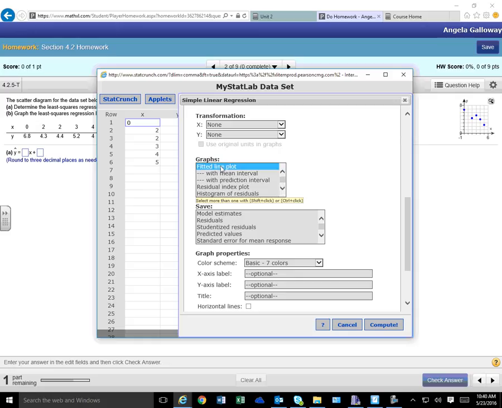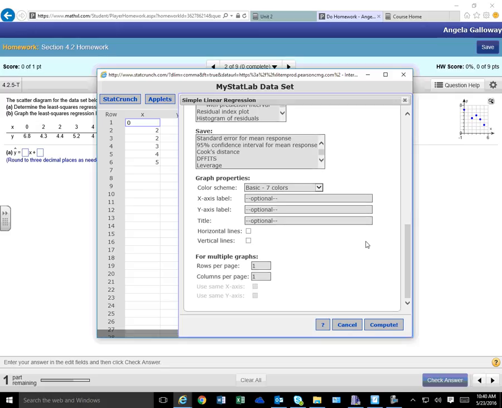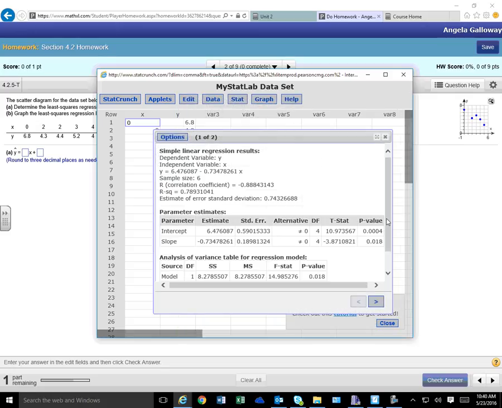You may want some of this. Really, you probably just want that fitted line plot. That's just going to show you the plot of the points with the plot of the regression equation. Okay, there's all that. Okay, and that should all be fine. So compute that. Okay, so it gives us a lot of information.